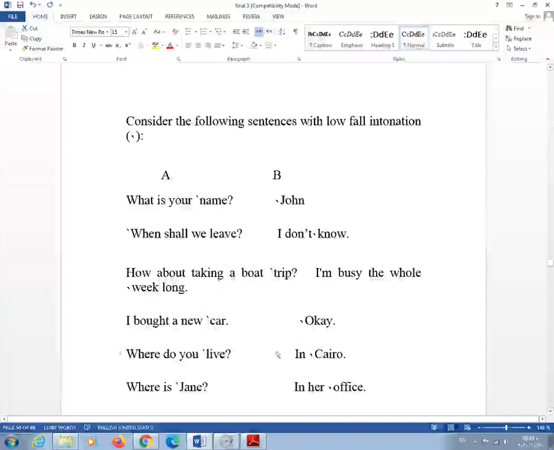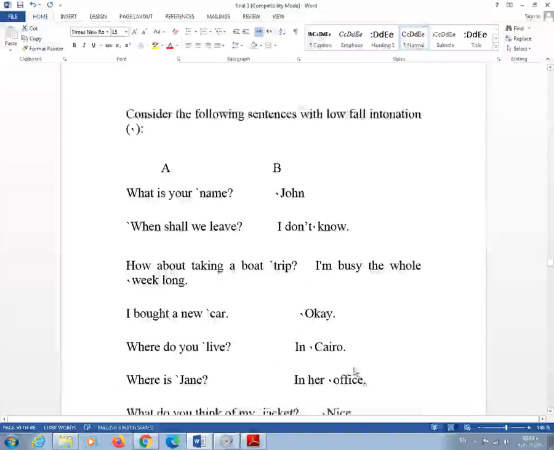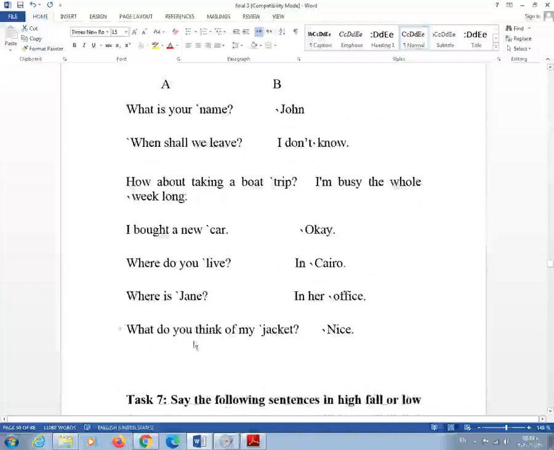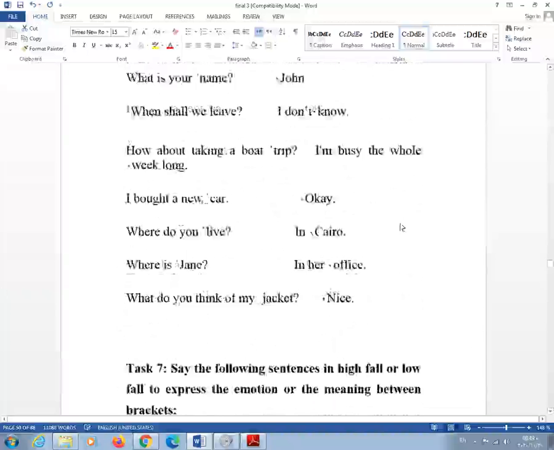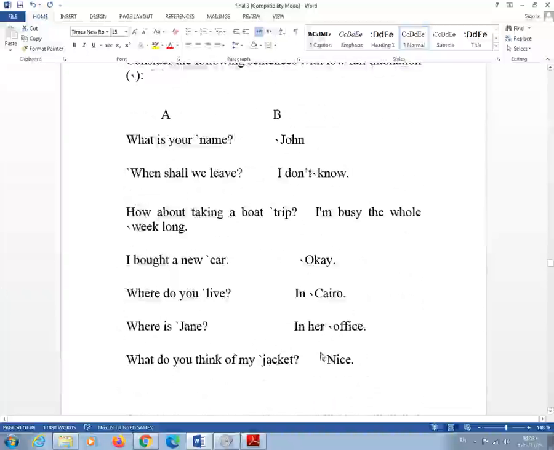Okay. Where do you live? In Cairo. Where is Jane? In her office. What do you think of my jacket? Nice. Okay. Here, is the speaker interested at all? Speaker B is not interested at all, detached, not happy, doesn't want to connect powerfully and energetically to speaker A, doesn't want to get involved in the conversation, and so on.